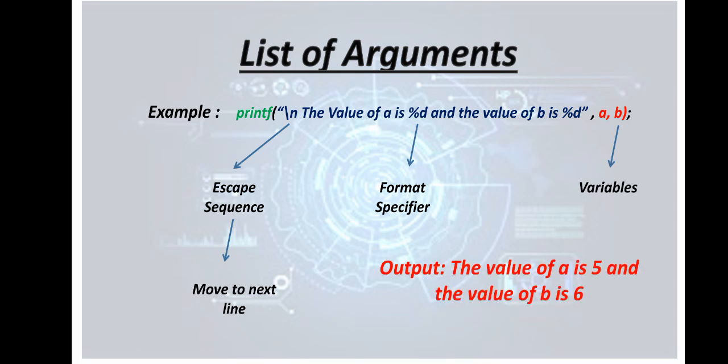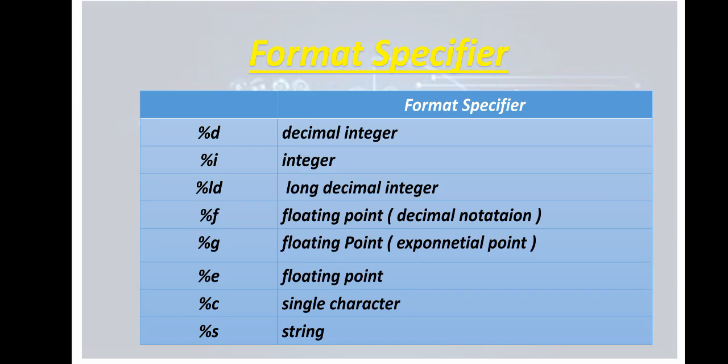So in the output, suppose the value of a is 5 and the value of b is 6. The first %d is representing the value of a, that is 5, and the second %d is representing the value of b, that is 6. Now, what are the format specifiers?